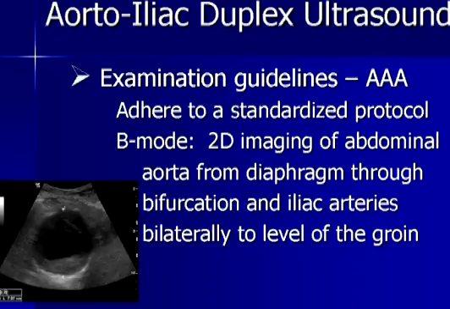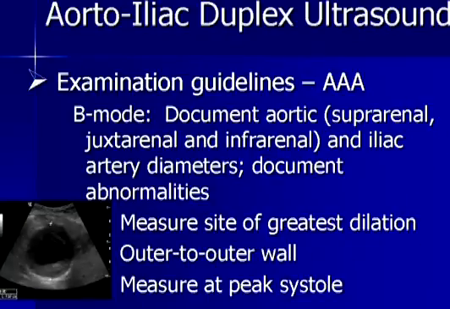Your B-mode imaging will, again, include the abdominal aorta from the region of the diaphragm all the way through its bifurcation through the iliac arteries to the level of the groin, just as previously. And you're going to document the diameter of these vessels and the associated branches in the suprarenal, juxtarenal, and infrarenal positions, and any abnormalities that may be there.